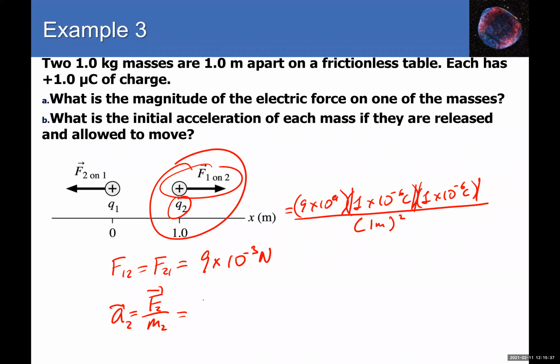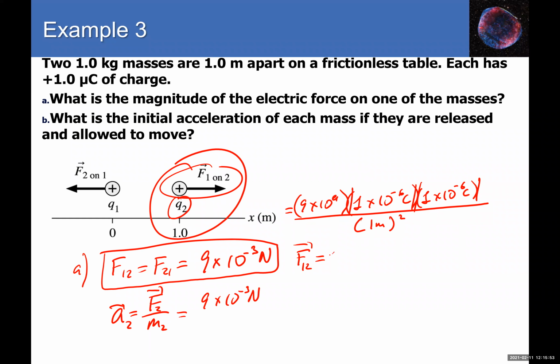All right, so force 2 is then 9 times 10 to the negative 3 newtons. By the way, one thing I also should point out is that if you look at the force for part A, this was the magnitude. And then you can say that F12 equals 9 times 10 to the negative 3 newtons i hat, where force 2-1 equals 9 times 10 to the negative 3 newtons negative i hat. Negative i hat means to the left.